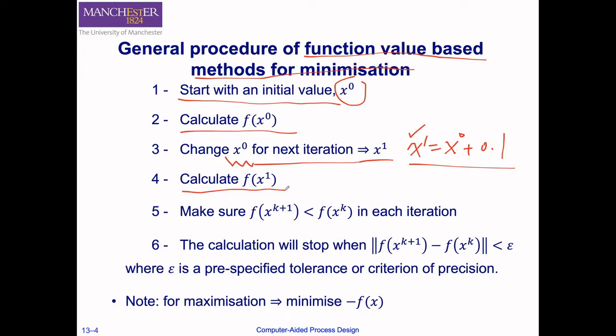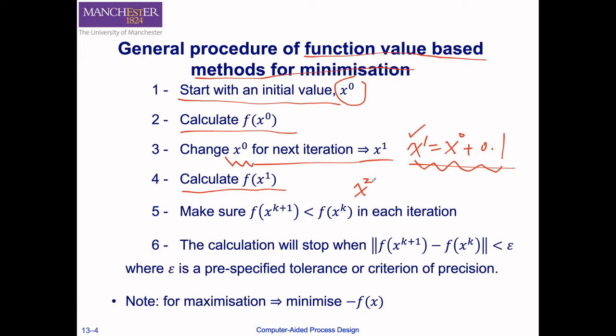Then we continue. Otherwise, if the function value at x1 is greater than the function value at x0, then we should revise the strategy and try to find another trial point x2 to make sure the function value at x2 is less than the function value at x0.